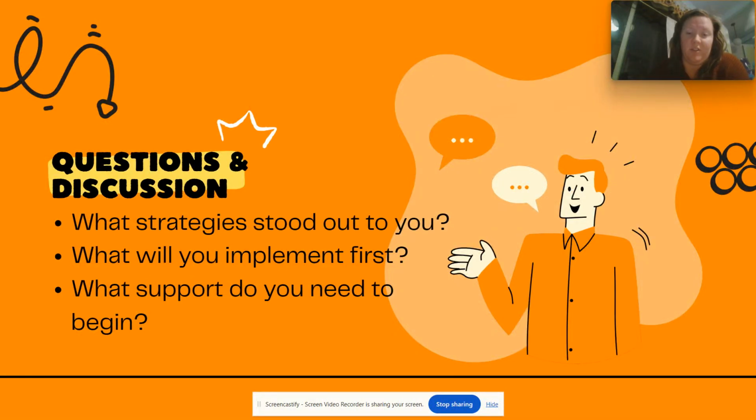Discussions and questions. So then this part, I would say, what questions do you have? What strategies stood out to you? Have a discussion about that. What are you going to pick, one thing you're going to implement first? Talk about it, have everyone write it down. And what supports do you need to begin? Make a plan with a coach or a specialist.